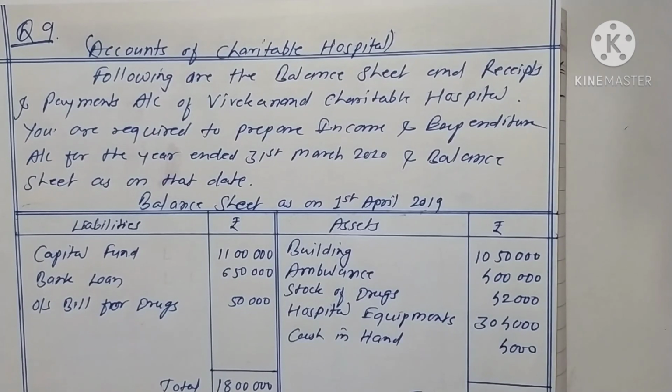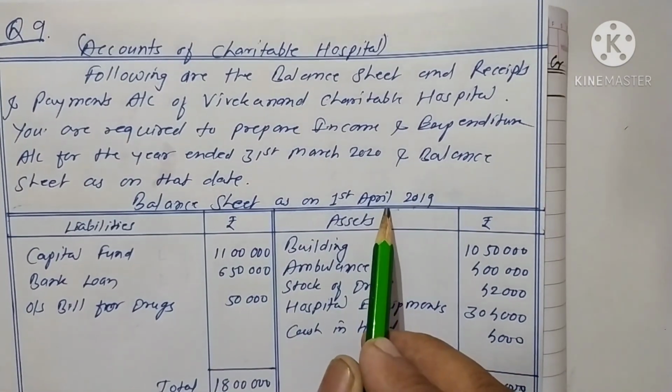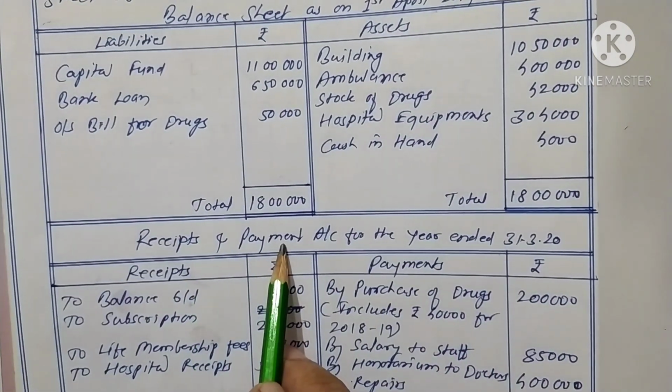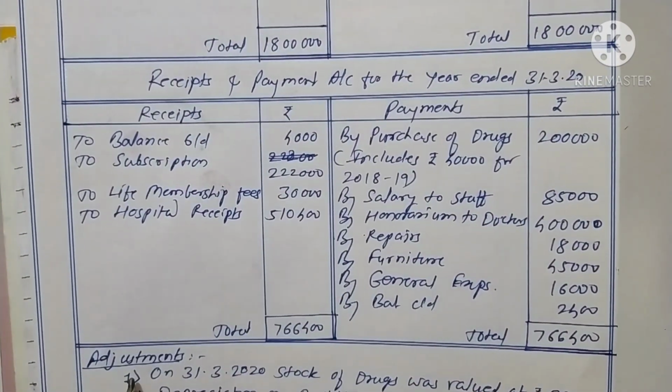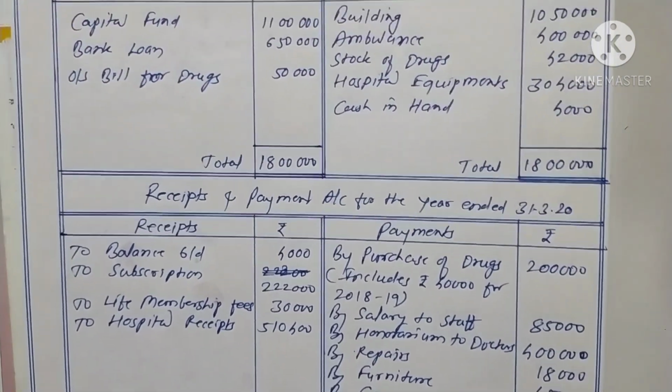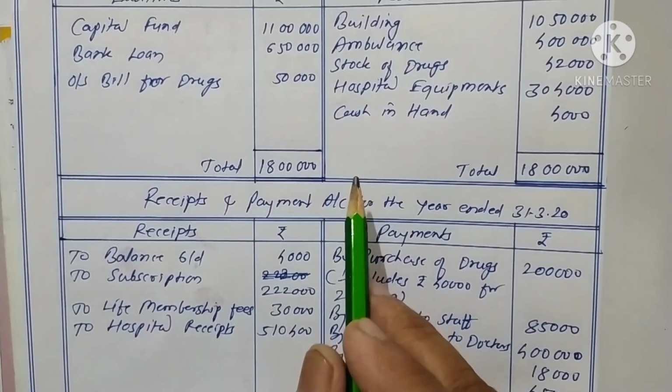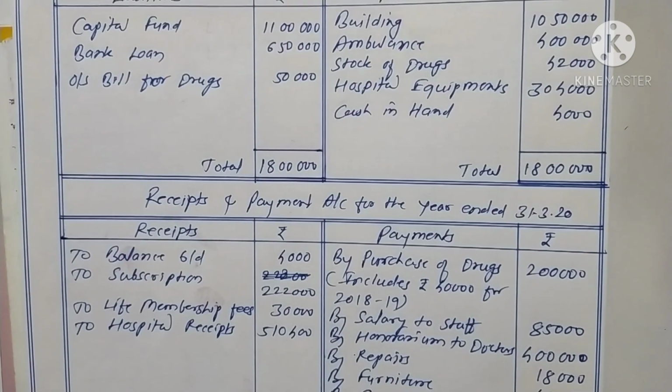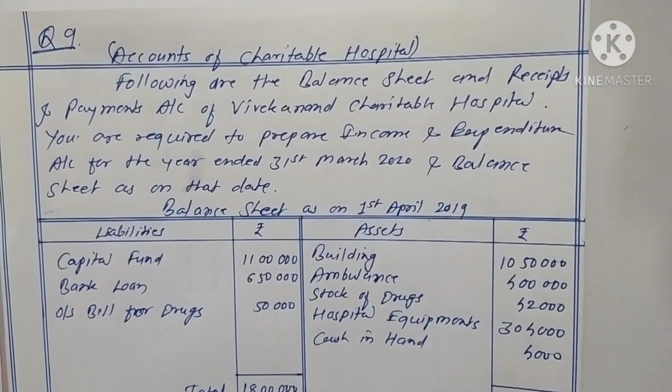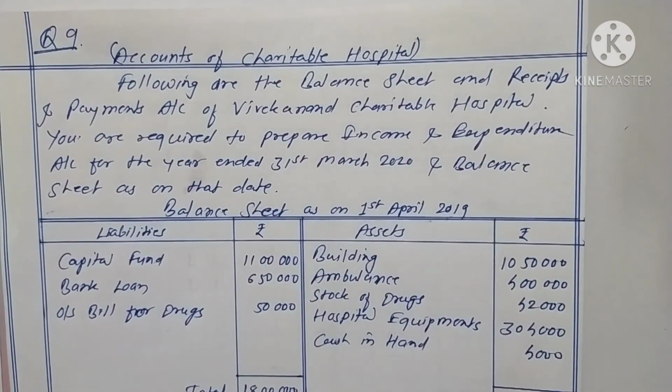We go to question number 9, Accounts of Charitable Hospital. In this question, the opening balance sheet is given, a receipt and payment account is given, and adjustments are given. We know that each item in the statement has a single effect, and adjustments have a double effect. First, we read the question carefully and give proper placement of each item.